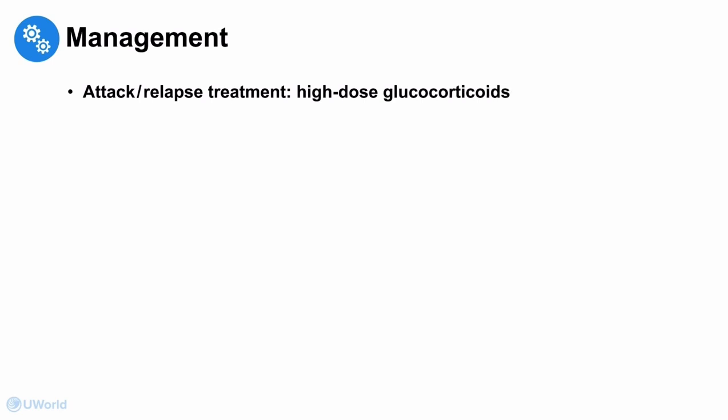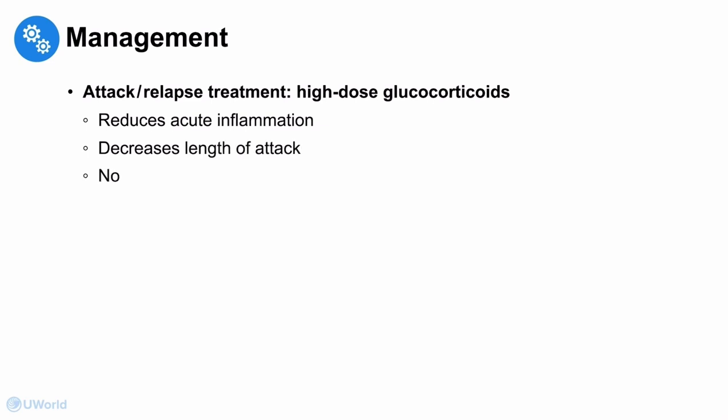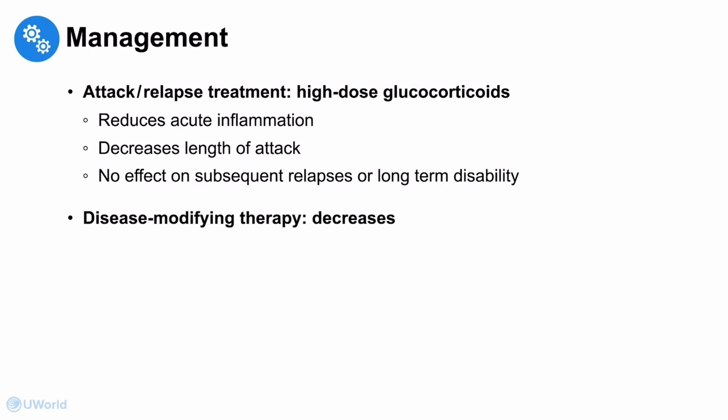The management of multiple sclerosis focuses on treatment of acute attacks and modifying disease progression. For treatment of acute relapses, high-dose glucocorticoids are usually administered to reduce CNS inflammation and decrease the length of the attacks. However, acute treatment does not reduce the risk of subsequent relapses or improve long-term disability. As such, most patients are also started on disease-modifying therapies as soon as possible to reduce the frequency and severity of relapses and slow overall disease progression.